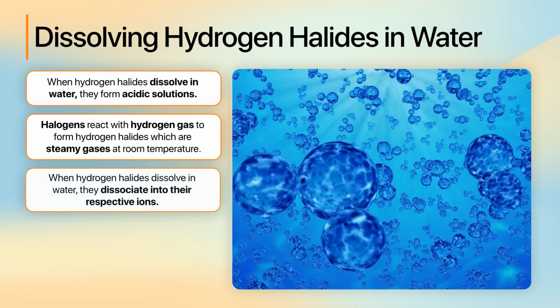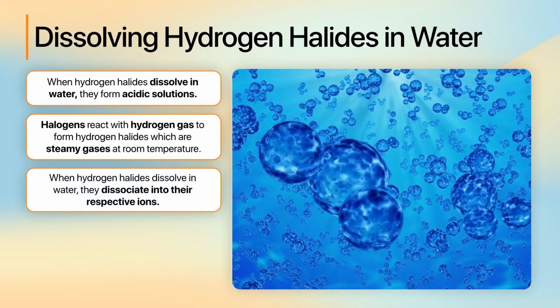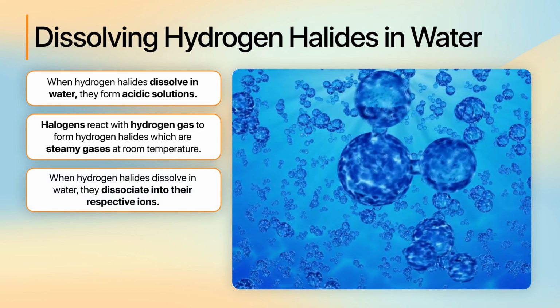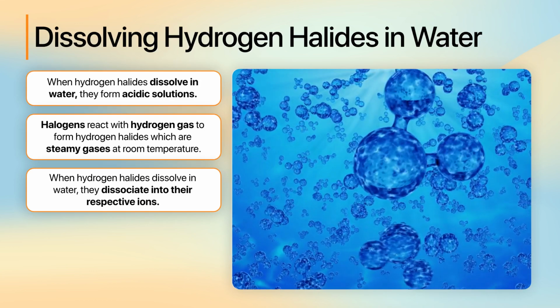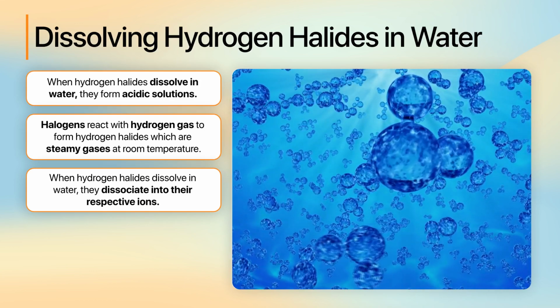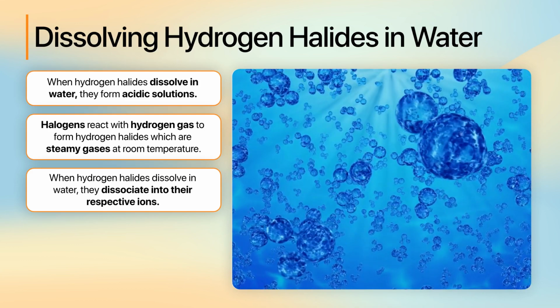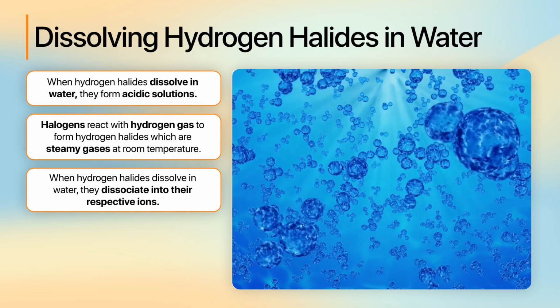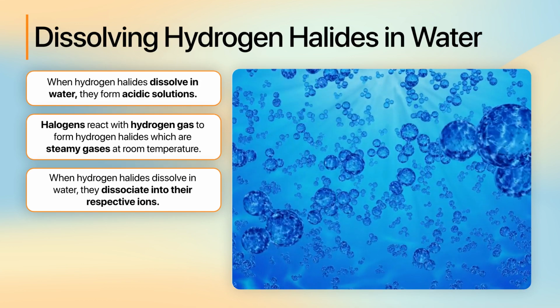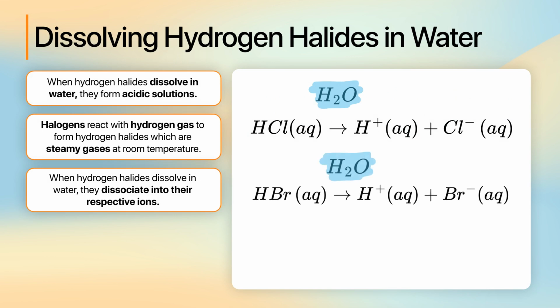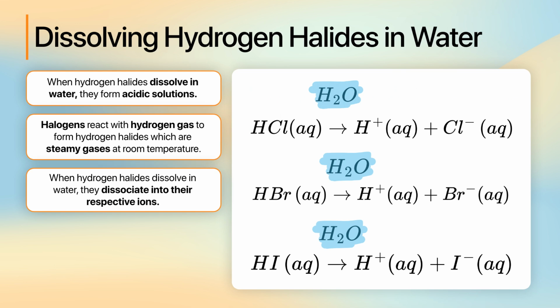Now, when these hydrogen halides dissolve in water, they undergo a process where they dissociate into their respective ions. For instance, hydrogen chloride, HCl, dissolves in water and dissociates into hydrogen ions, H+, and chloride ions, Cl-. This dissociation can be represented by the following equation. Similarly, hydrogen bromide and hydrogen iodide will dissolve in water to form hydrogen ions and their respective bromide and iodide ions.